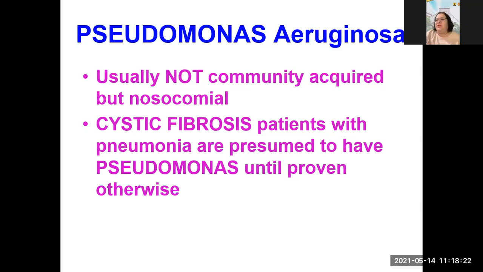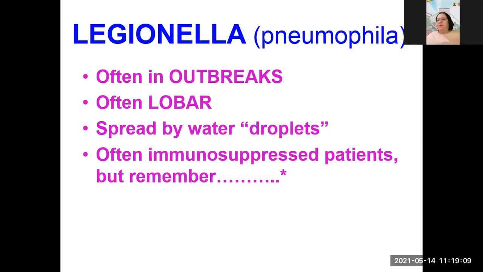Going to Pseudomonas aeruginosa, this is usually not community acquired but nosocomial. I think I pointed that out earlier. Cystic fibrosis patients with pneumonia are presumed to have Pseudomonas until proven otherwise. Okay, so Pseudomonas aeruginosa, this is nosocomial. This can cause nosocomial pneumonia. I even pointed out also Klebsiella can be a problem, but this Pseudomonas is a very common nosocomial microorganism. So cystic fibrosis patients are presumed to have Pseudomonas until proven otherwise.